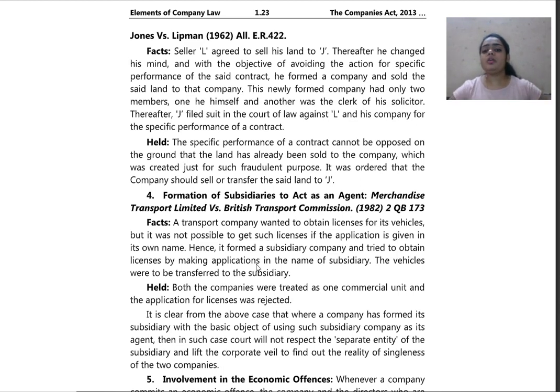Now, what did the court hold or what did the court say? The court said that the specific performance was raised only to oppose the sale of the land which had already been sold. Means what? That the payment was made, the contract was agreed. So if it was created for a fraudulent purpose, then it was ordered that the company should sell or transfer the said land to J. So L had to compulsorily sell or transfer the land to J as per the contract.